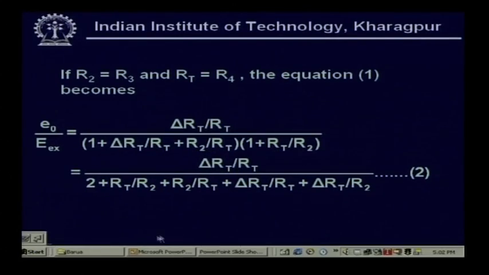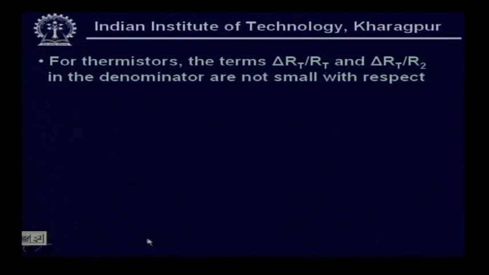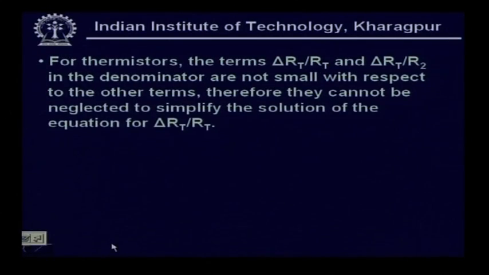So finally, I get an equation for the thermistor. The interesting thing in the last equation, equation number 2, is that the terms delta RT by RT and delta RT by R2 in the denominator are not small enough with respect to the other terms. Therefore, they cannot be neglected to simplify the solution of the equation for delta RT by RT.